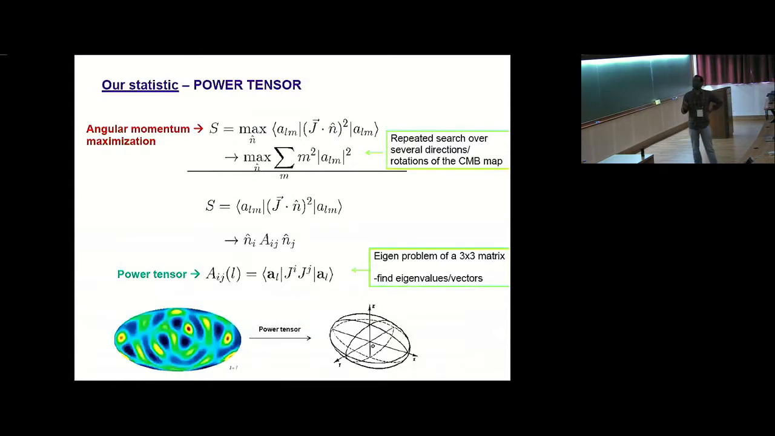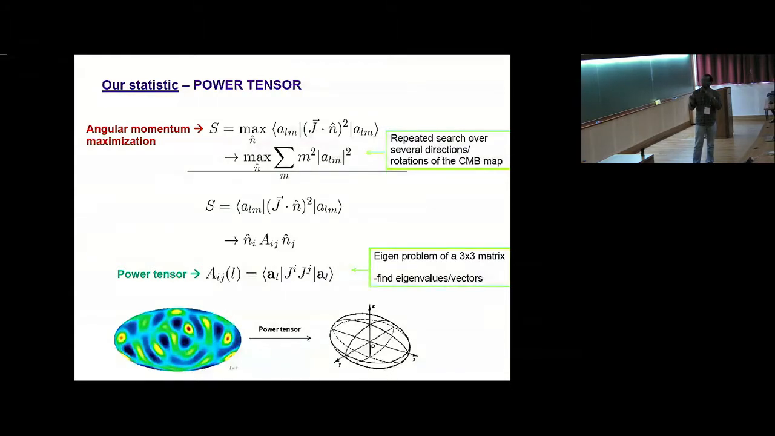Our statistic is the power tensor, as I alluded to earlier. So there is this well-known statistic, which is the angular momentum maximization, and what you need to do is search for this statistic, m squared |a_lm|^2 summed over m, for a given L. For a given L, you have 2L+1 m modes. So you just have to compute the statistic and do a search repeatedly by rotating the CMB map, bringing some arbitrary direction n hat to the z direction, and compute the statistic. Whichever direction returns the maximum of this statistic is going to be your maximum angular momentum direction. That is going to be the preferred direction for that multipole.